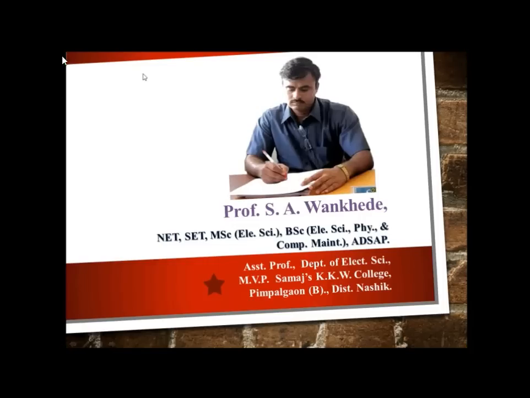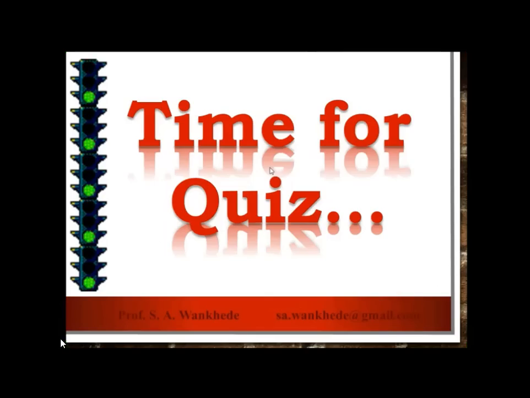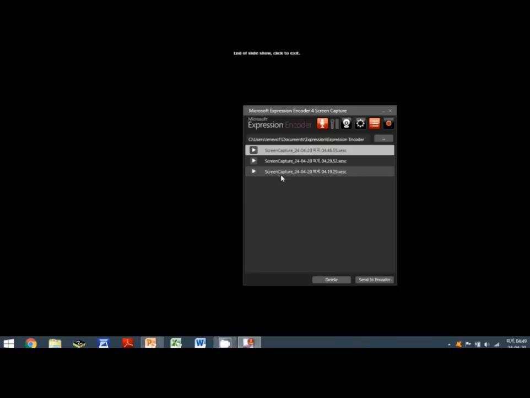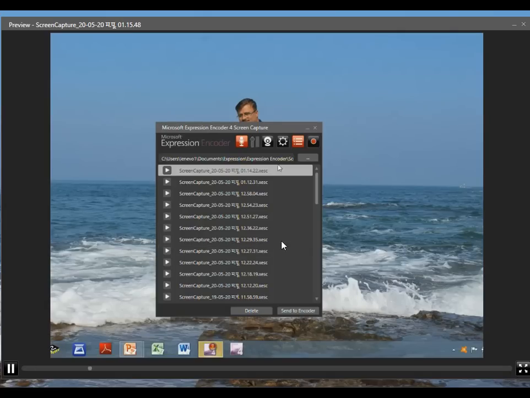As it shows green box, green corners, it means recording has started. Explain your PPT and then press the stop button using hotkeys. After stopping the screen capturing, we get this window where the playlist is available, and by clicking on this play tab we can check the preview.